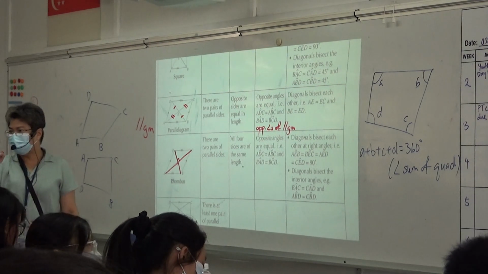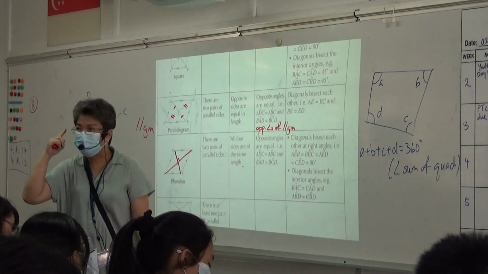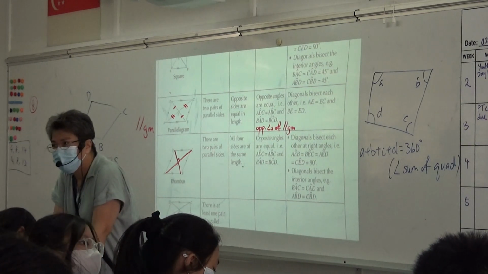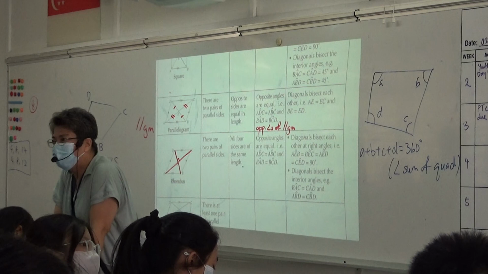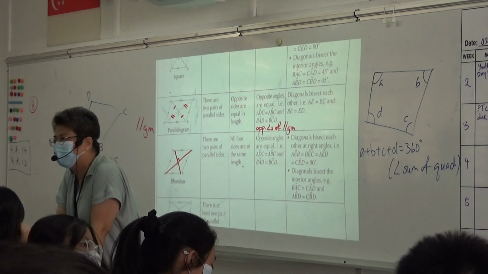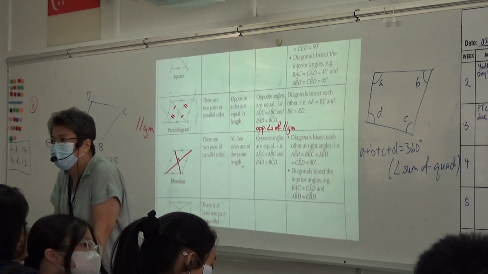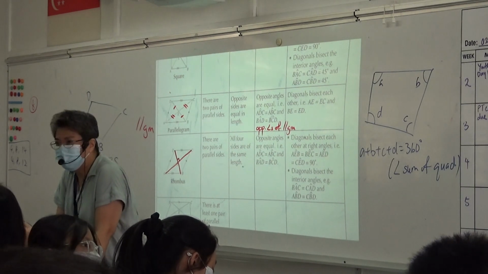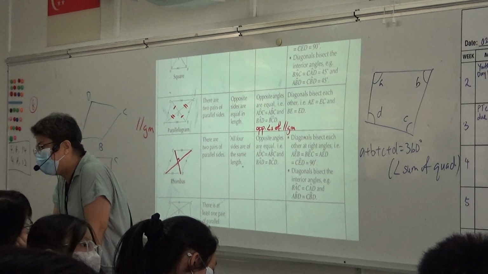Okay, then I want to ask one question. You listen carefully. Is a rhombus a square? No. Is a square a rhombus? Yes. Can you see what I'm talking about here? Yes.